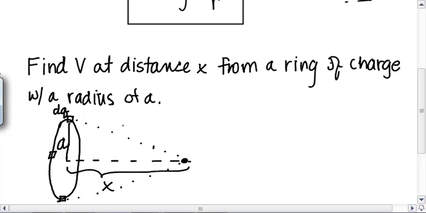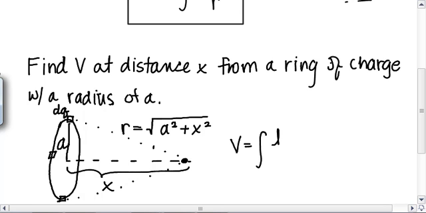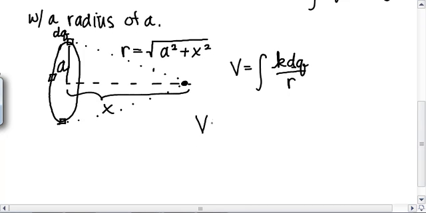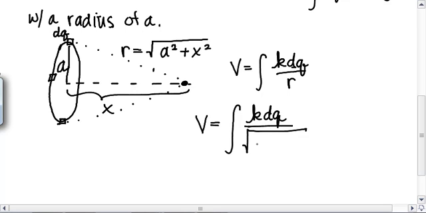Okay, so then we need to find R, because that's the distance. And it looks like R would be the square root of a squared plus x squared. So our electric potential would be the integral of k dq over R. We'll make a substitution for R, and that would be the square root of a squared plus x squared.